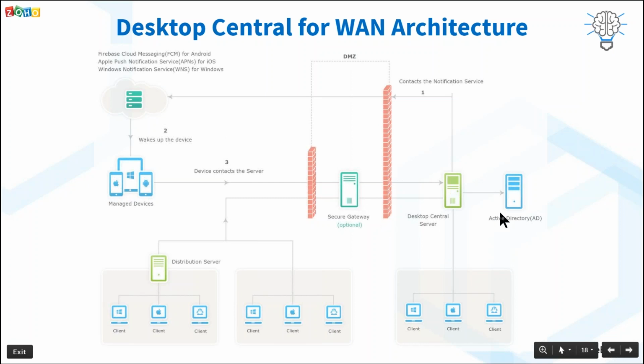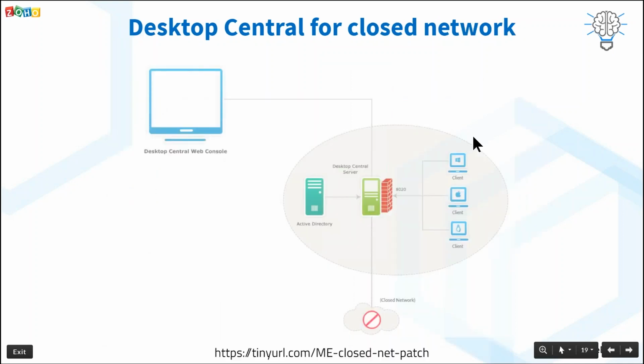With Desktop Central, you can manage multiple domains as well as work groups. Once you configure your Active Directory with Desktop Central, you can deploy configurations targeting Active Directory groups or organizational units. So this is the architecture of how Desktop Central works. Even if you have a closed network architecture like this, you can still use Desktop Central to manage your endpoints.